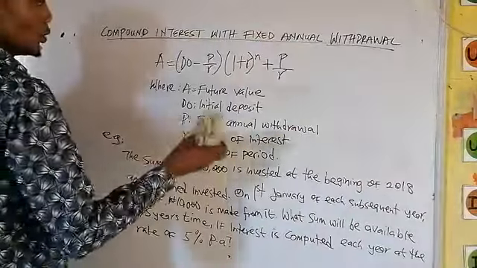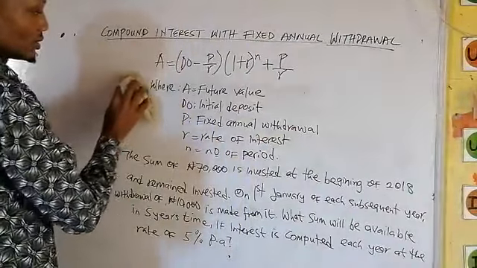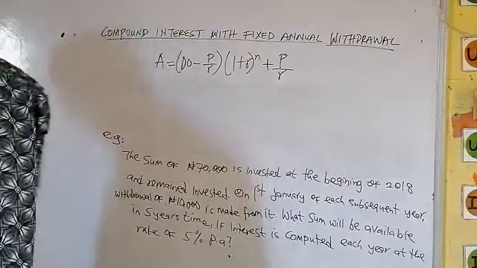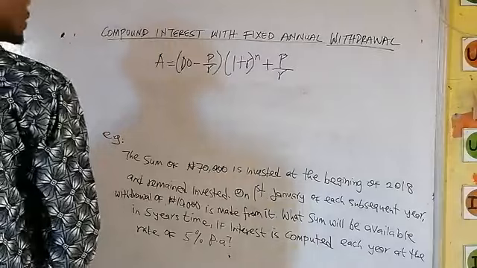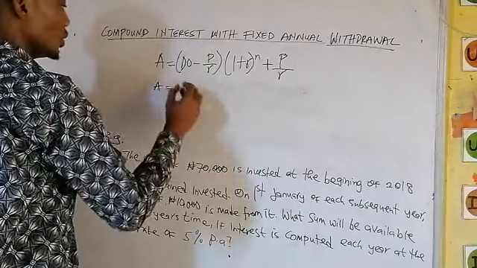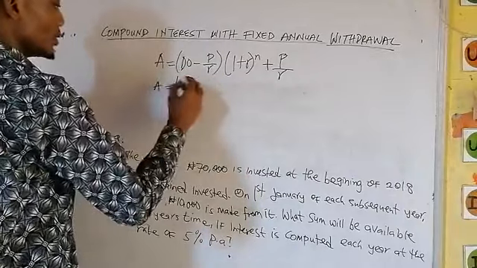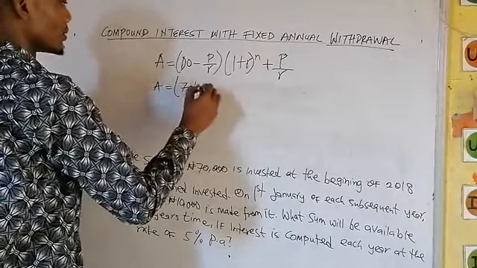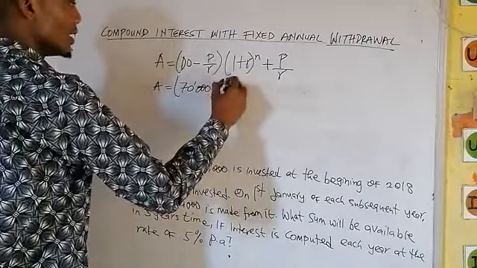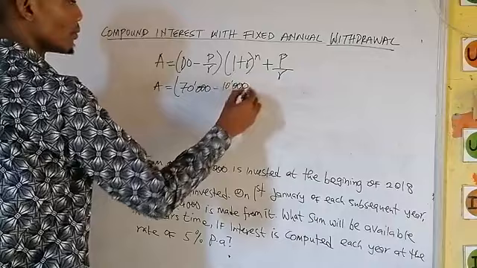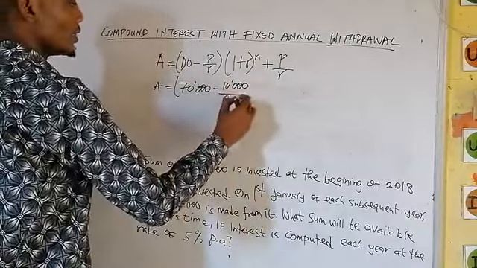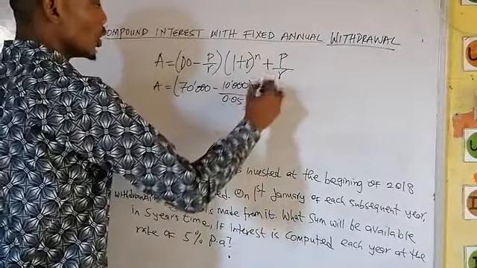We have this formula already. A is the future value. A is equal to D0, our initial investment, which is 70,000 naira, minus the fixed annual withdrawal, 10,000 naira, all over our rate, 5%, that is 0.05. Close the bracket.